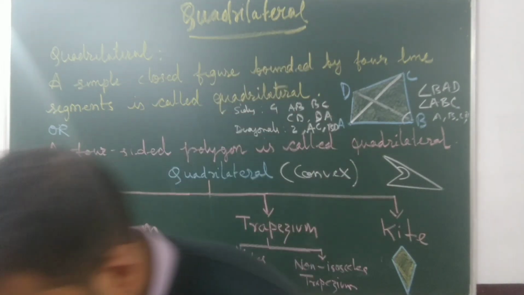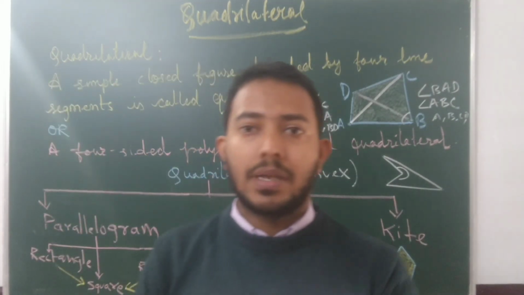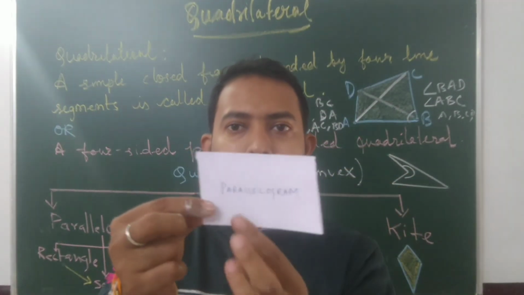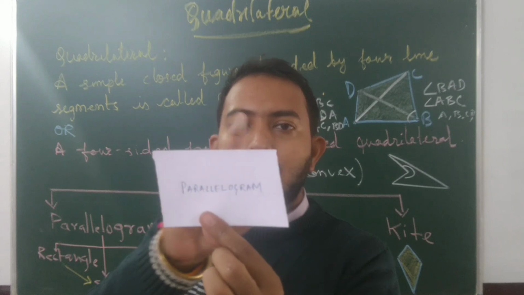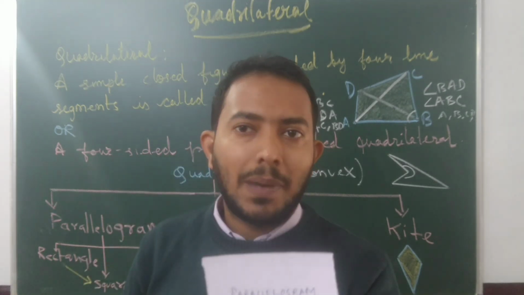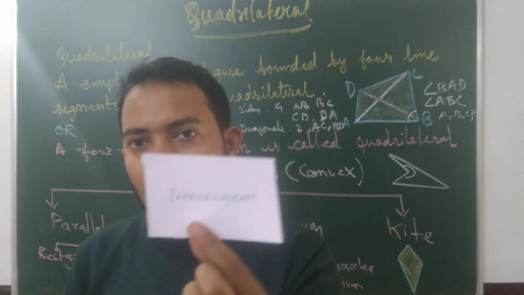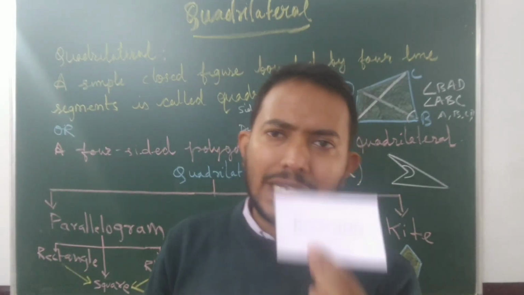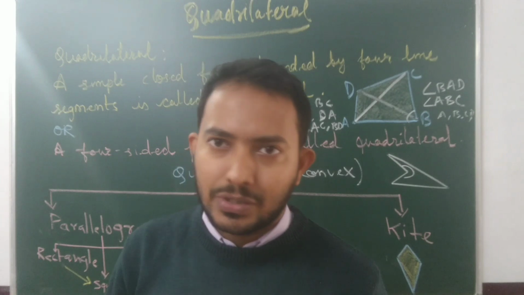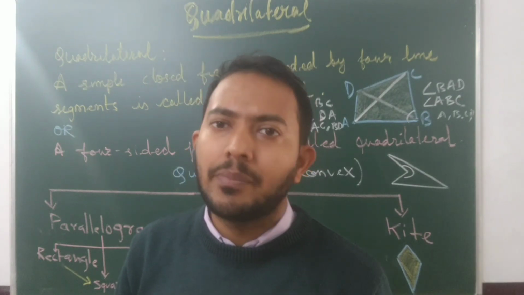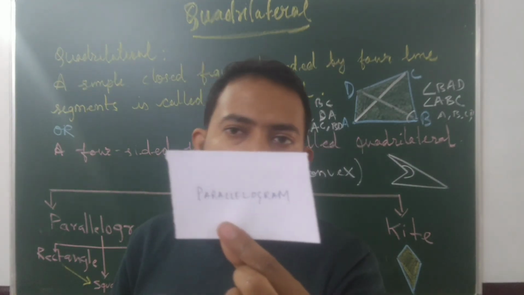Next, we'll proceed to the parallelogram. Here we have the parallelogram. In a parallelogram, opposite sides are equal to one another and parallel. This is the definition for a parallelogram. And then we have lots of properties, and we are going to discuss them in the next chapter, because that chapter separately discusses the parallelogram, as it's very important. We'll just go through this one right now.